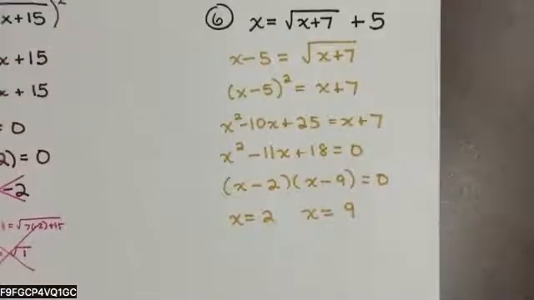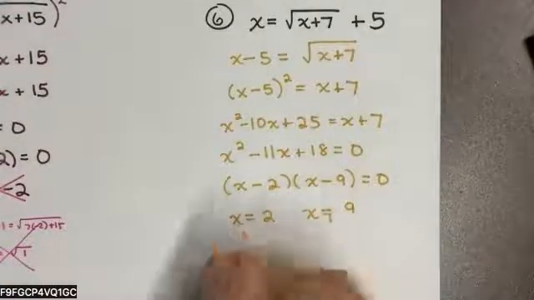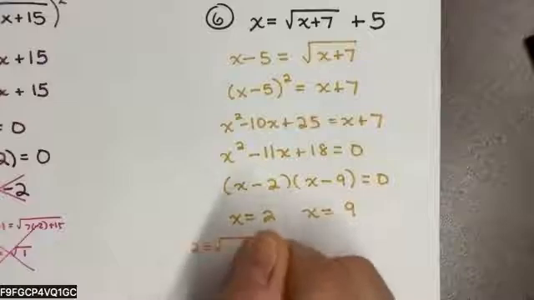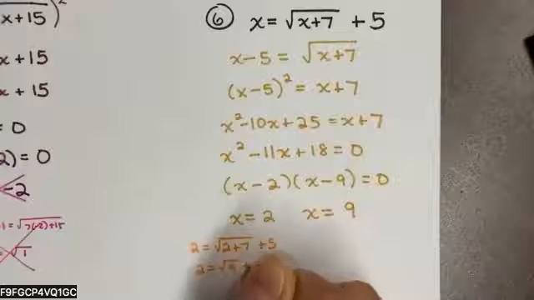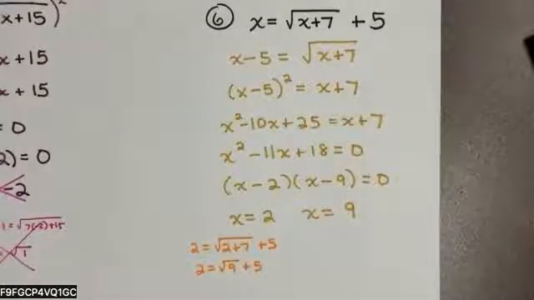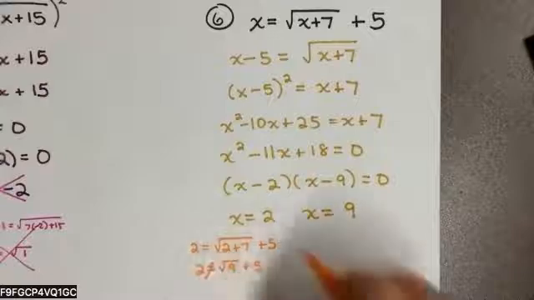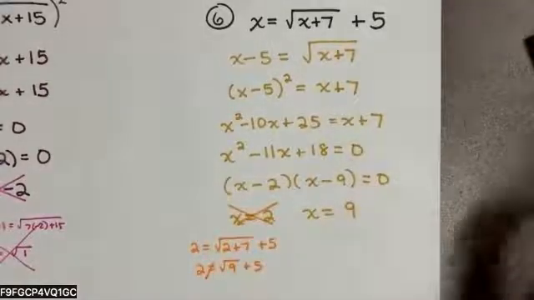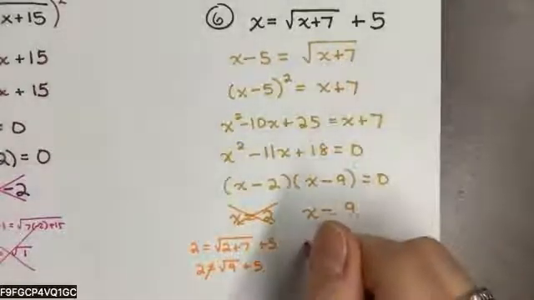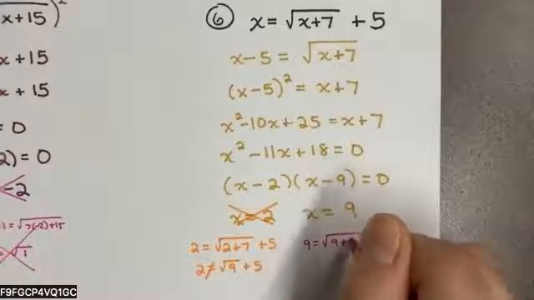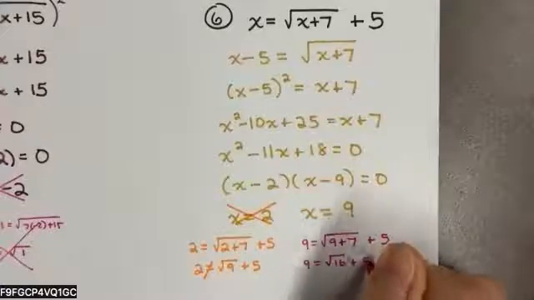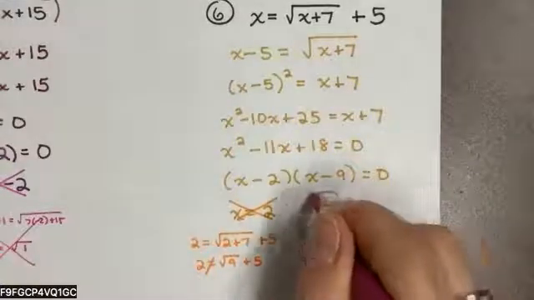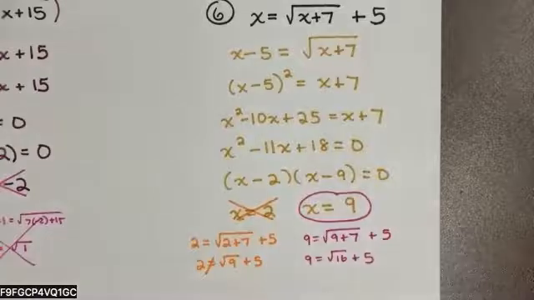Wait a minute, I got two positive answers now. Does that mean that they're both good? Huh, let's see. I'm going to put in the first one. 2 equals the square root of 2 plus 7 plus 5. That's the square root of 9 plus 5. Wait a minute. 3 plus 5 isn't 2. This is a bad solution. All right, let's hope for this one. There's always the possibility that they're both extraneous. So let's see. That's square root of 16 plus 5. Oh, that one does work. So we have the good one.